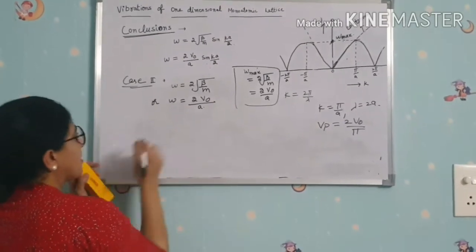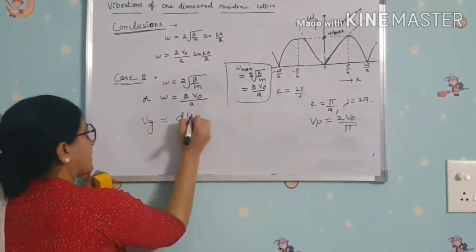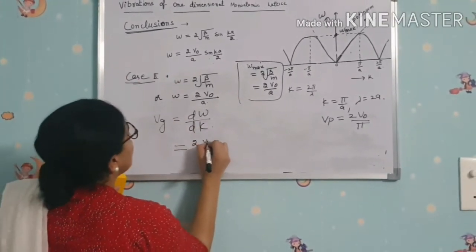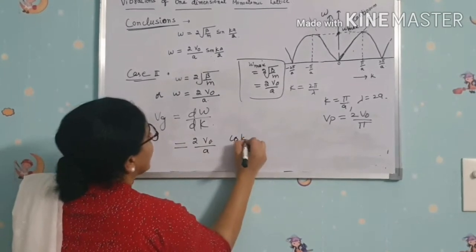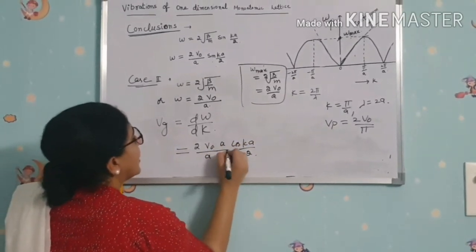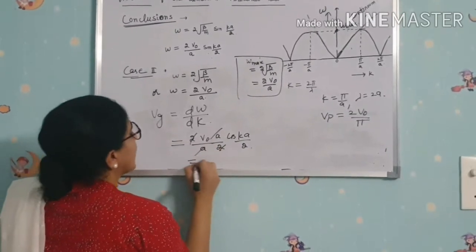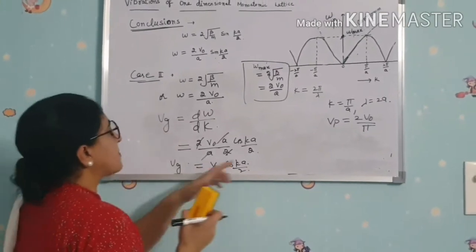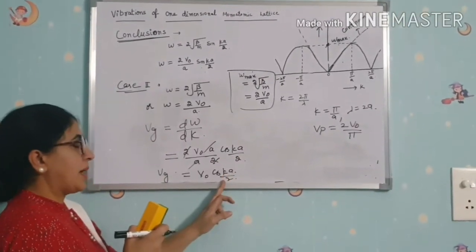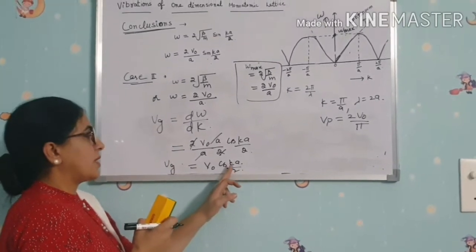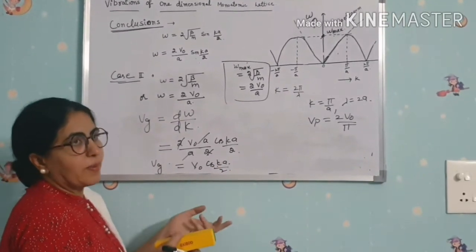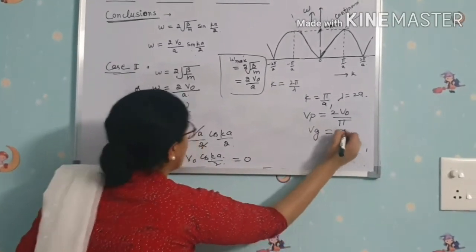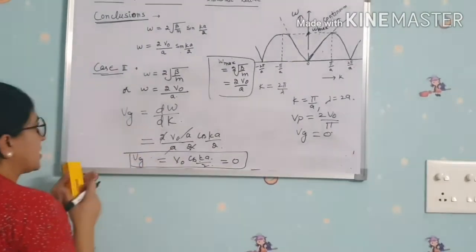What about Vg? Yes, Vg is the derivative of omega with respect to k. So when we differentiate this, 2 v0 upon a cos of k by 2 multiplied by a by 2. A goes with a, 2 goes with 2. That is equal to v0 cos of k by 2. And k is pi by a. Pi goes with pi, so cos of pi by 2 is 0. So group velocity is 0. So Vg is equal to 0 in this case.